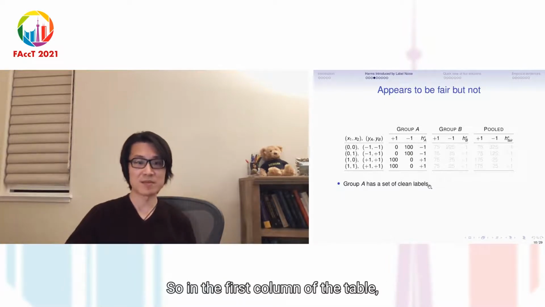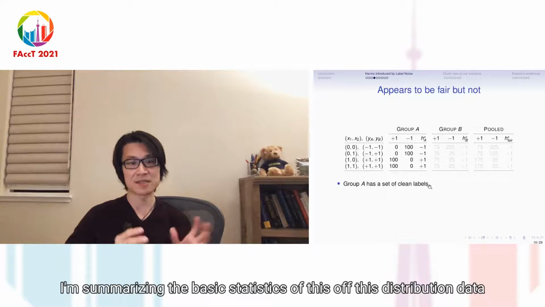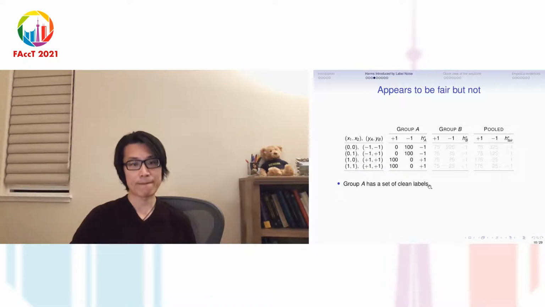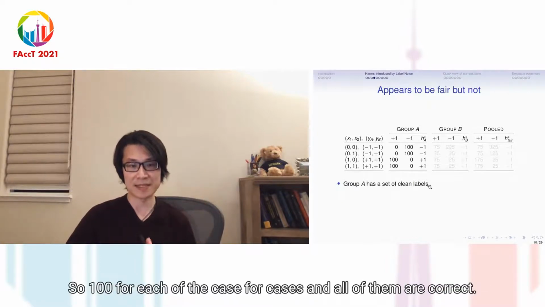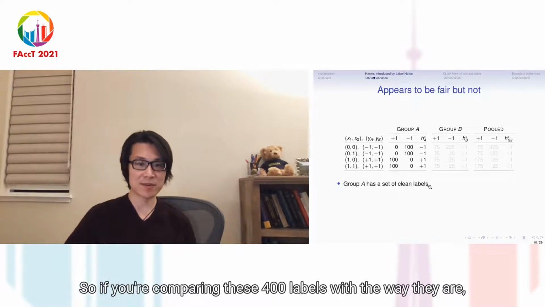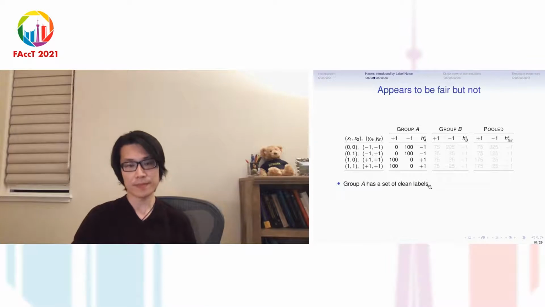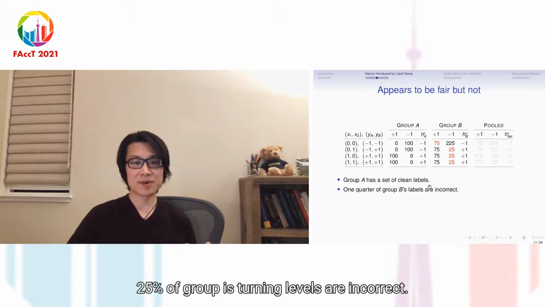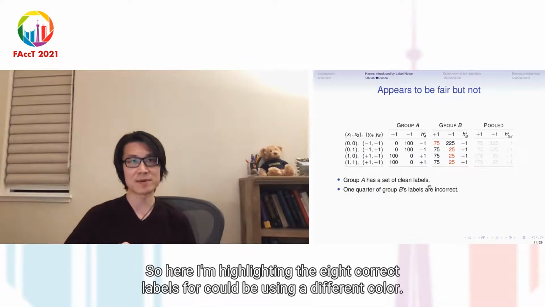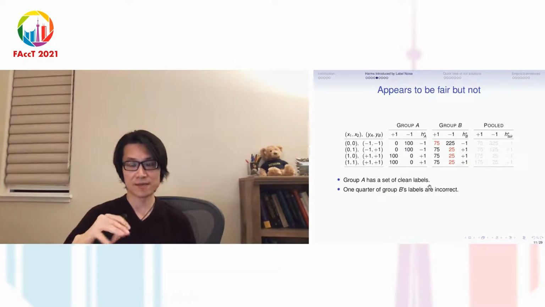So in the first column of the table, I'm summarizing the basic statistics of this data distribution. For group A, suppose we managed to collect 400 training data points, so 100 for each of the 4 cases, and all of them are correct. If you compare these 400 labels with yA, they're all correct. But for group B, 25% of the training labels are incorrect. Here I'm highlighting the incorrect labels for group B using a different color.